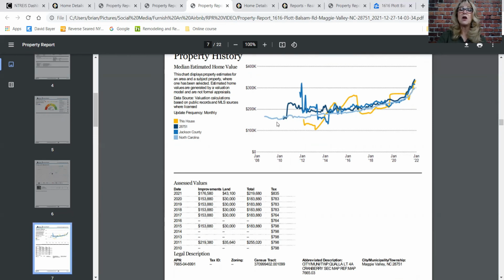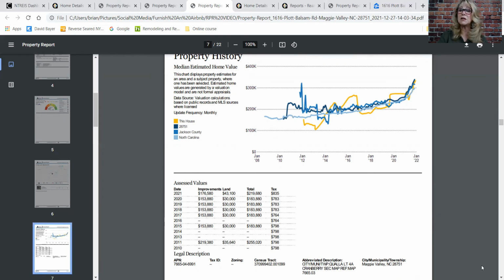So the yellow, but look, that's kind of a crazy market, up and down and all around. So that's Jackson County, North Carolina. North Carolina is the light blue. So this would be very interesting to find out, the dark blue is that particular zip code. And they've had some spikes and then this. But overall, the value of this house has really gone up and down.